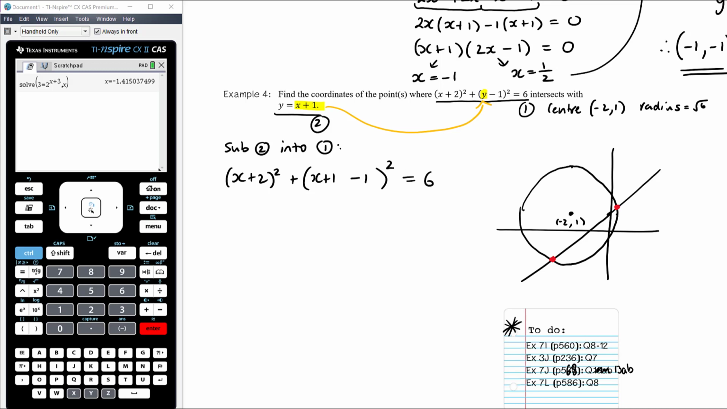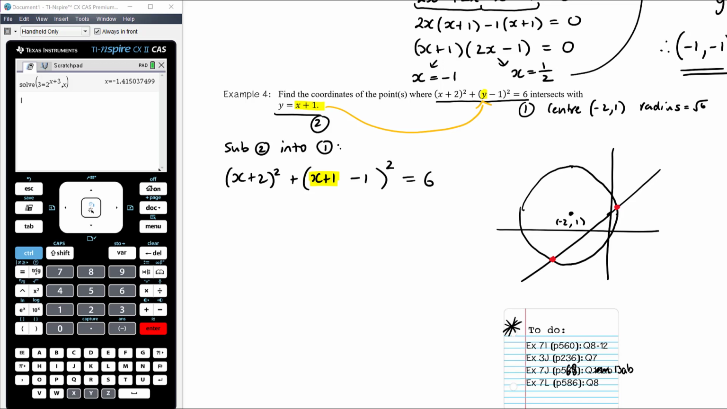equals 6. Okay, so we've substituted for y, there's the y there, and now we want to solve for x, so let's work on this equation. I'm not going to expand that out. Oh, yes, I am, because I'm going to have another x squared here. So we've got some x terms to collect together.